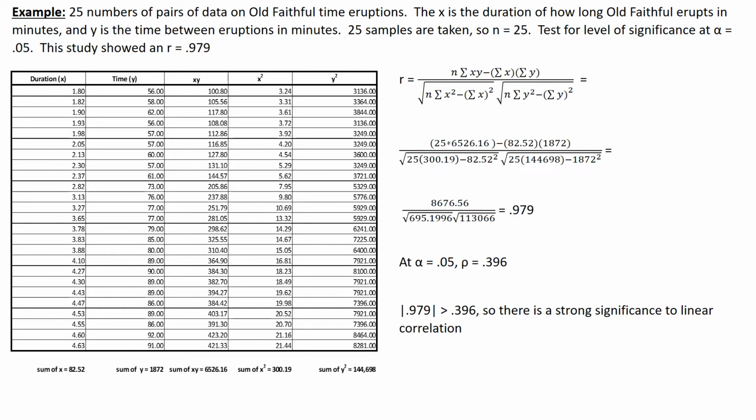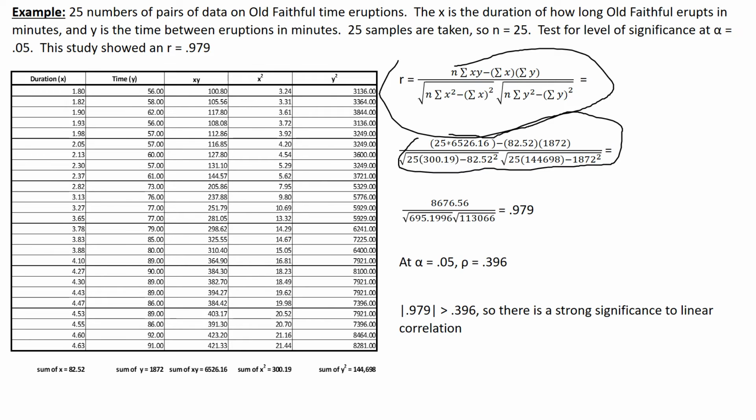between eruptions. Now my sum of X is 82.52, my sum of Y is 1872. The sum of X times Y is 6526.16. I've got also my sum of X squared, 300.19, and sum of Y squared, 144,698. And I'm not going to read all these numbers for you. You can see where I put them all into the formula. These are all numbers, and my number of samples is 25.